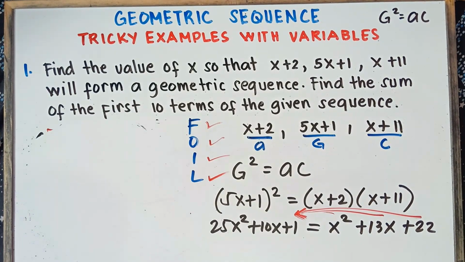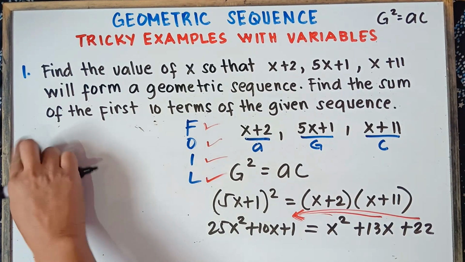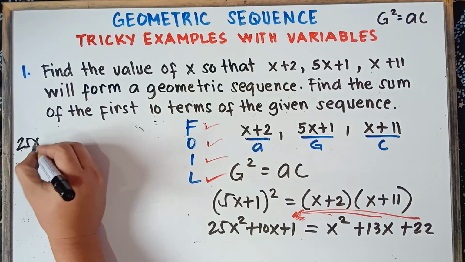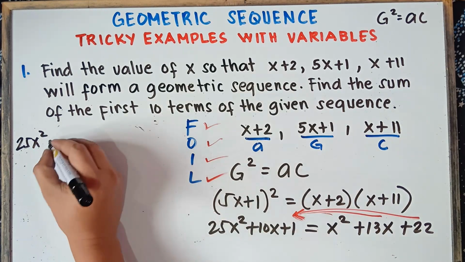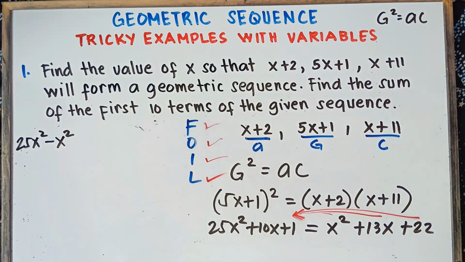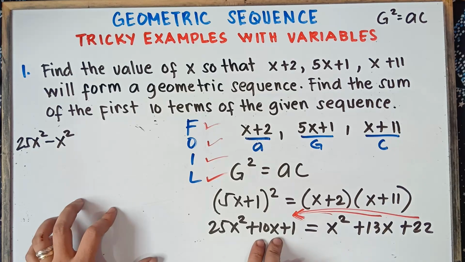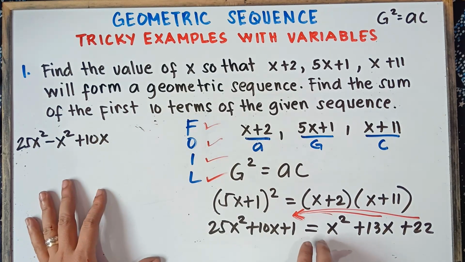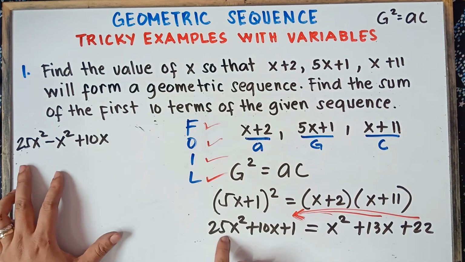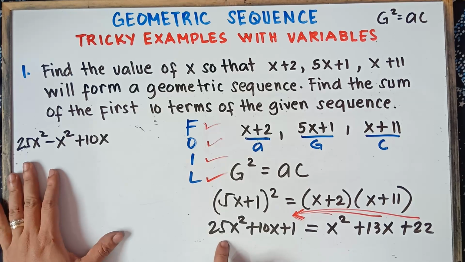So once again, we transpose, copy 25x squared. Alright, and then we transpose x squared. This is positive, it becomes negative x squared. Alright, and then this one, positive 10x, copy. Once again, once you transfer from this equal sign, you change the sign. Copy 25x squared, it is still positive because we didn't transpose 25x squared.